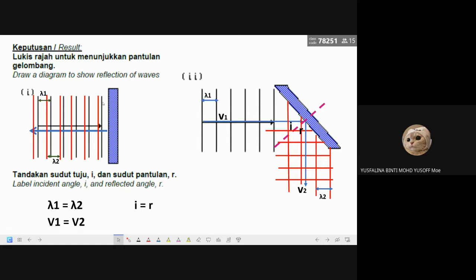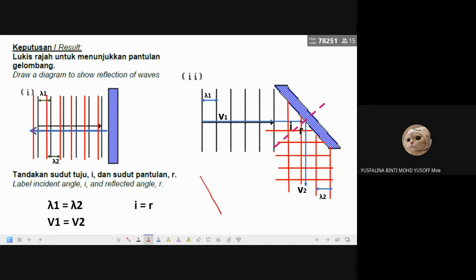All right, the black one, the distance of the wavelength for the black color and also the red color one, they are same. Means after the reflection, the wavelength is same. The blue one is the incident wave, the red one is the reflected wave. So you can see the wavelength is same for both. And for this one, you see here this is the incident wave. Then when it hits the reflector, you draw the line first.